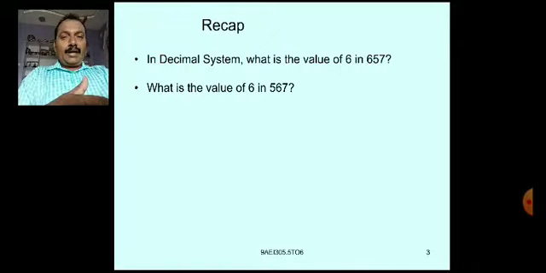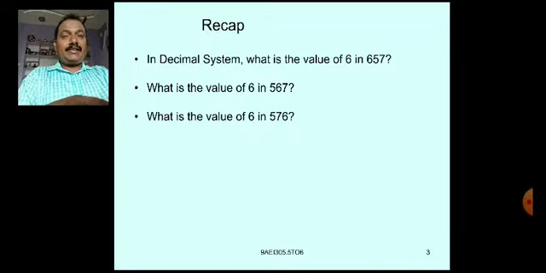Okay, I would like to ask you, what is the value of the 6 in 657? It is 600. What is the value of 6 in 567? It is 60. What is the value of 6 in 576? Because it is in units place, it is 6 only.